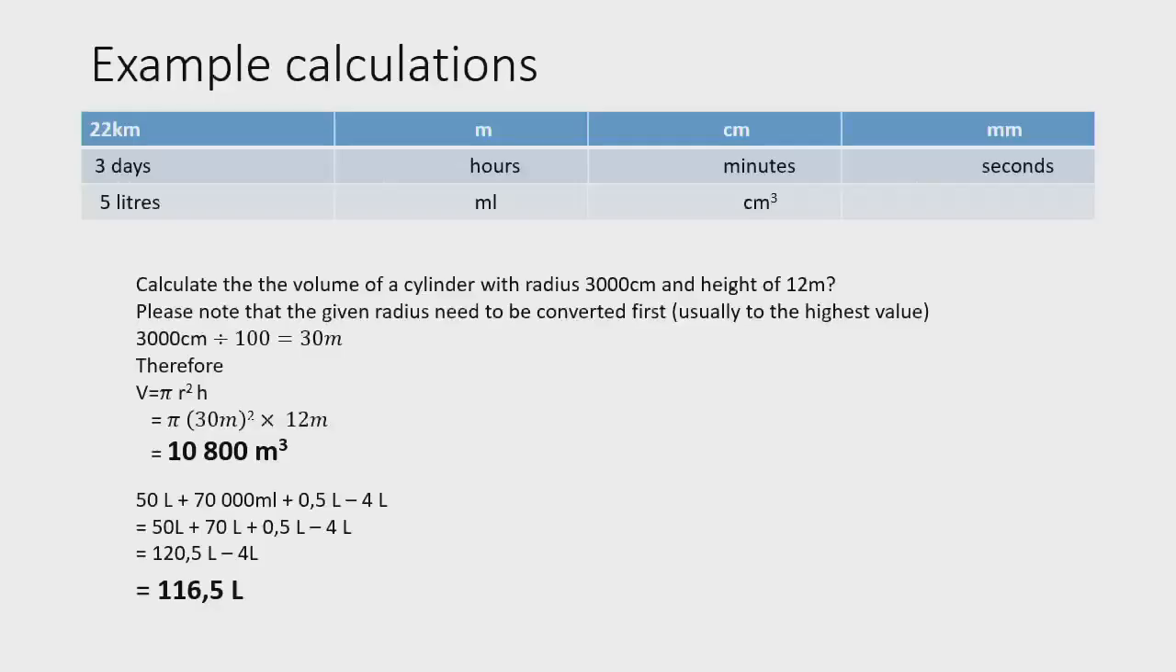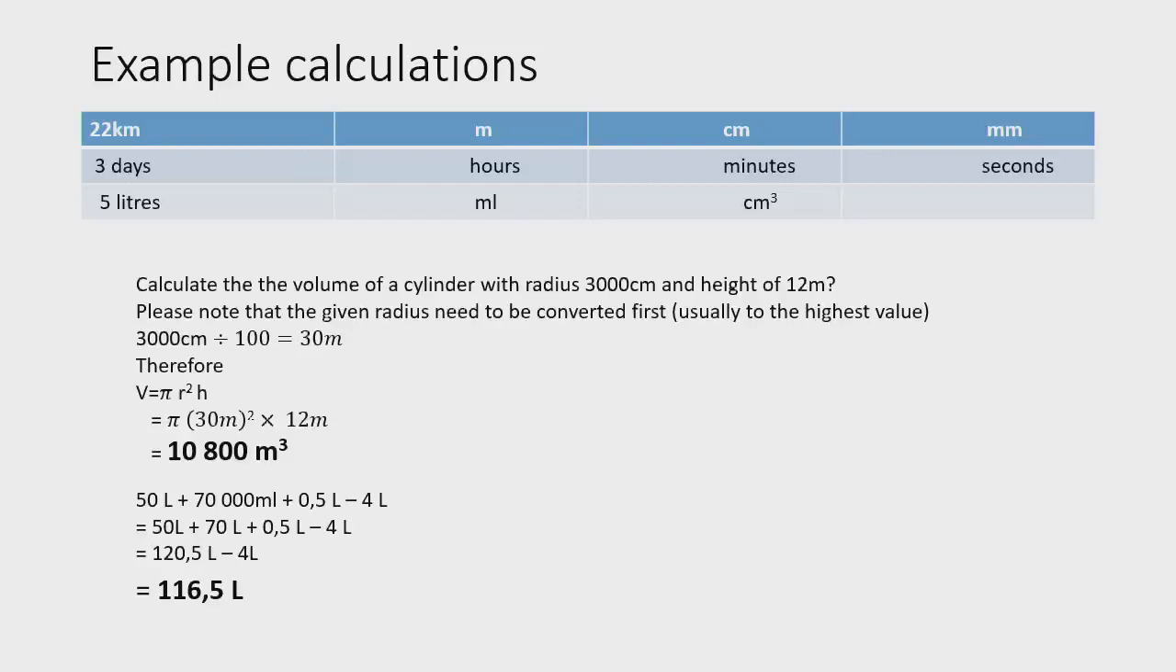Now let's look at the next one. You have 50 liters plus 70,000 milliliters plus 0.5 liters minus 4 liters. Very, very confusing. Some students, what they do is they just start adding everything. But you can see that the 50 is in liters, the 70,000 is in milliliters. Those are not similar units. And 0.5 is in liter, and the other one is in liters as well. So, as I say, always convert to the highest value.